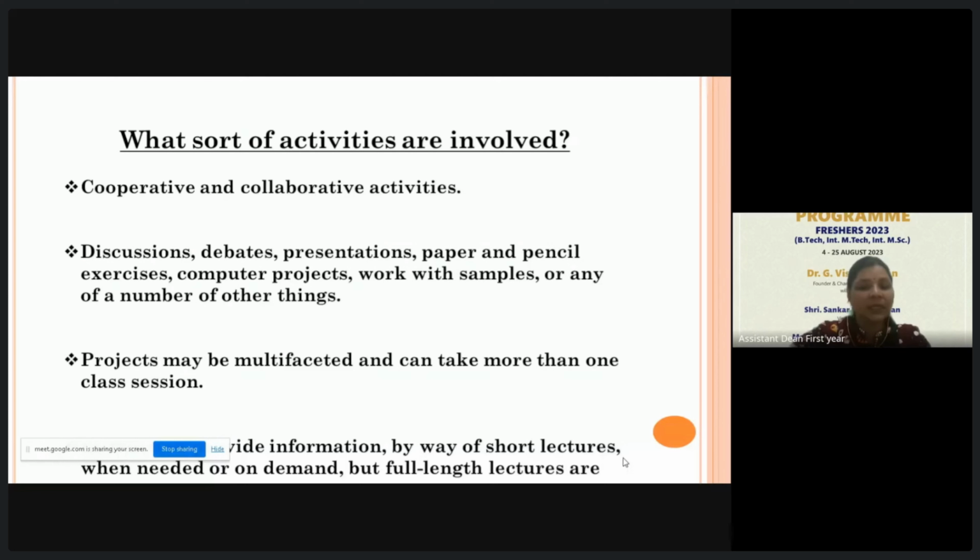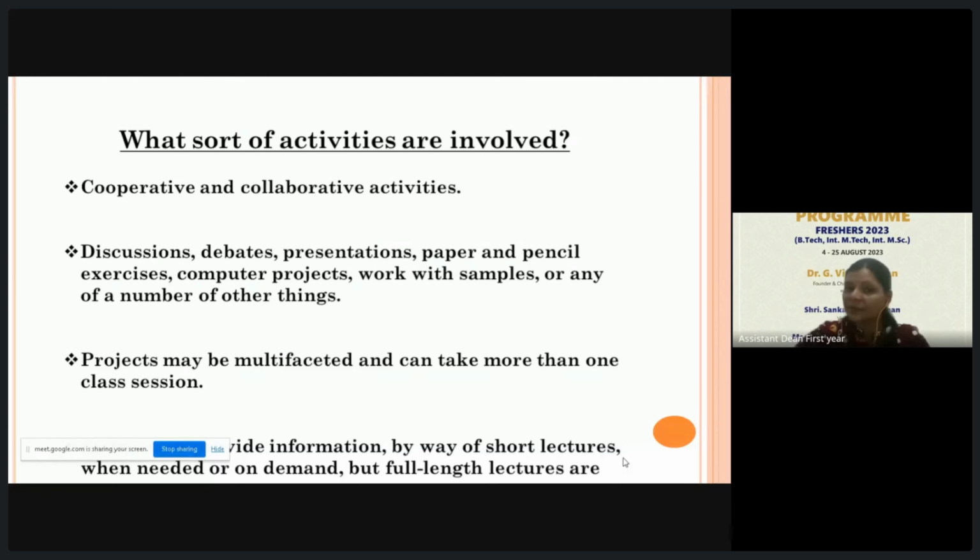It doesn't mean that if a particular topic is there, we are completing it in one session and saying that this particular topic is off. We can have that particular topic, the activities that can linger on and can be multifaceted. They can be in order to provide the information by way of short lectures.